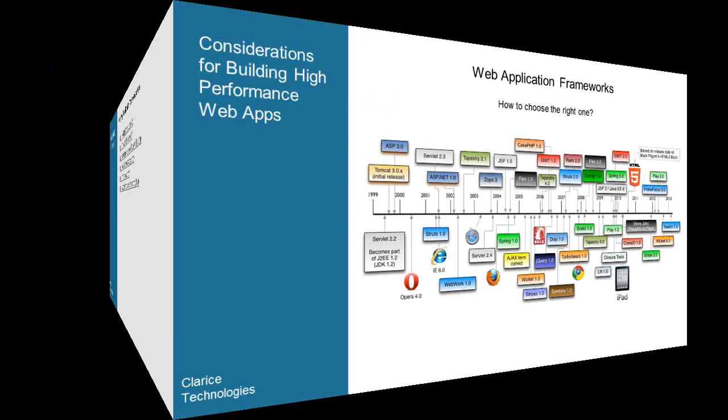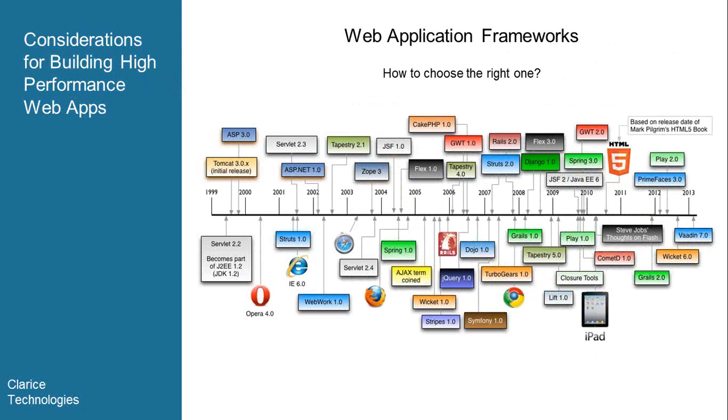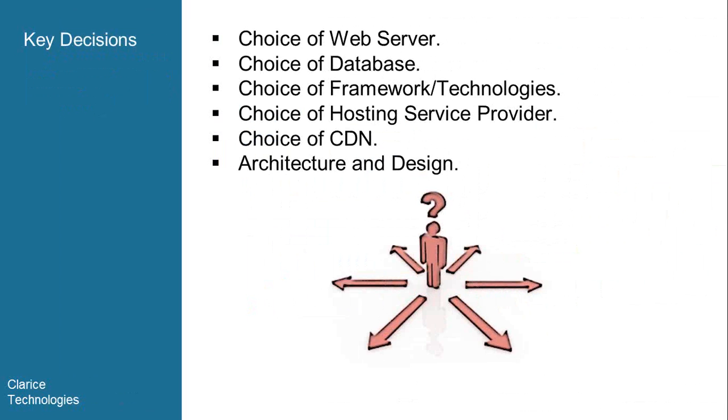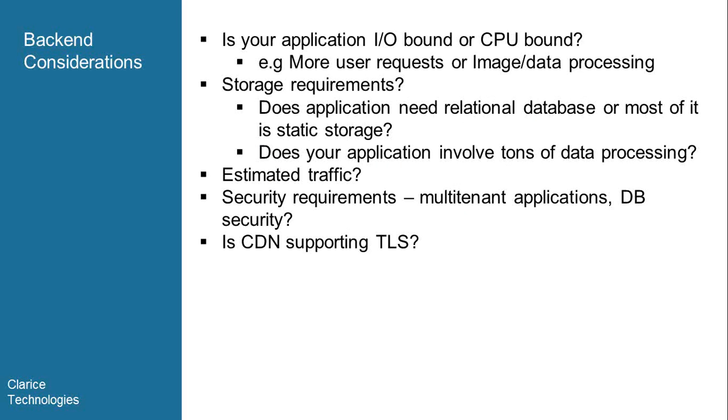If you look at the backend performance, these are the different tools or frameworks out there, and it's always a challenge how to choose the right one. So we have to make choices of web server, database, frameworks, technologies, hosting service providers, CDNs. We have to look at the architecture and design of the backend application. What we should consider while doing a backend optimization is whether the application is IO bound or CPU bound, whether it consists of more user requests or more image data processing. What are the storage requirements?